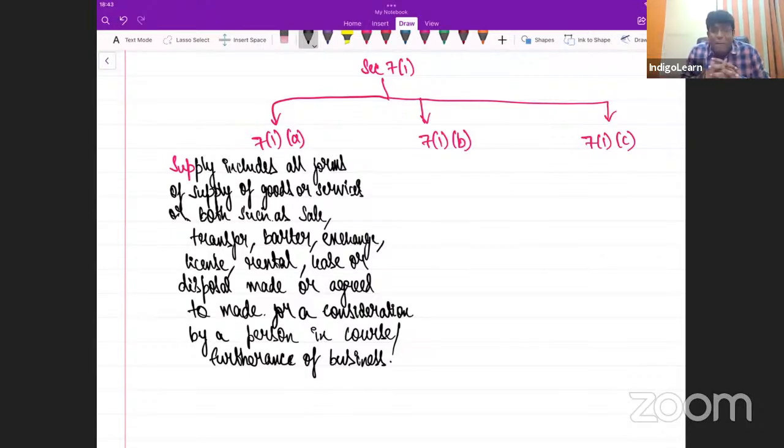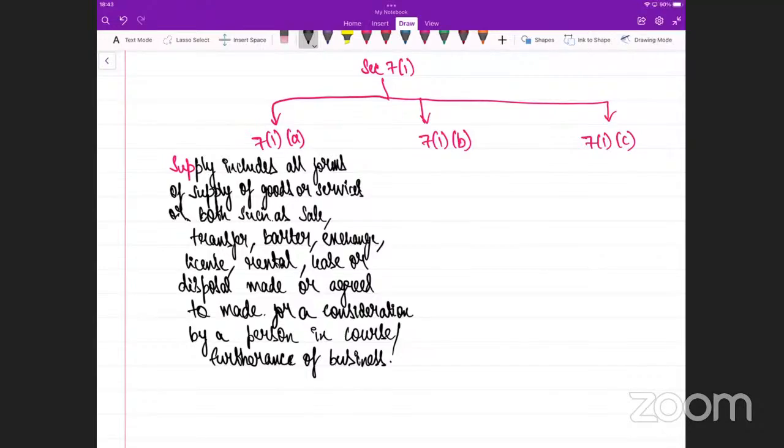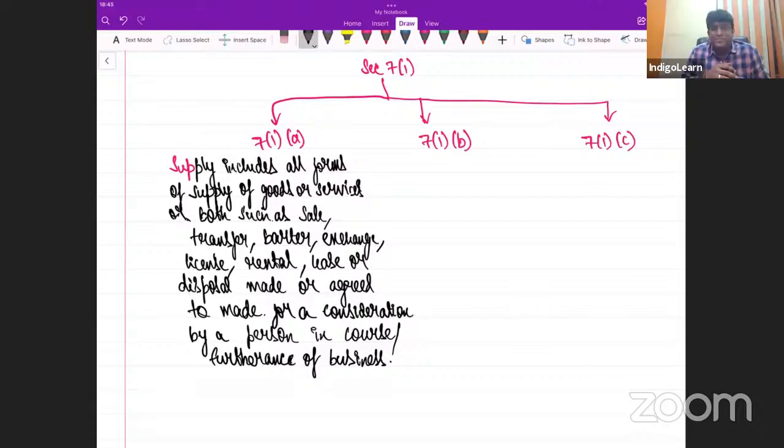Anything is possible. Made or agreed to be made for a consideration by a person in the course or furtherance of business. So it is very, very important that it should be in the course or furtherance of business, and that too there must be a consideration.